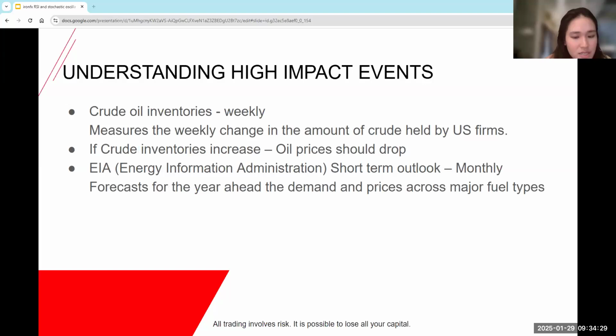More commodity-based events. Crude oil inventories measure the weekly change in the amount of crude held by US firms. If crude inventories increase, oil prices should drop. And the EIA, the Energy Information Administration, publishes a short-term outlook, a monthly forecast for the year ahead, covering demand and prices across major fuel types.